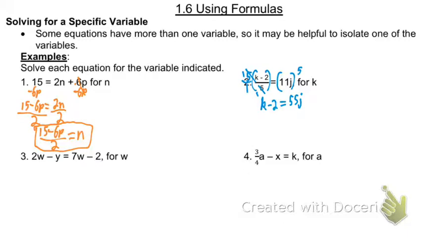Okay. How else do I have to get the k by itself? What else do I have to do? Add 2, right, Elizabeth? Elizabeth, can I combine 2 and 55j? Thanks, Elizabeth. Okay. But I can write 55j plus 2, can't I? Is k by itself? We're done.